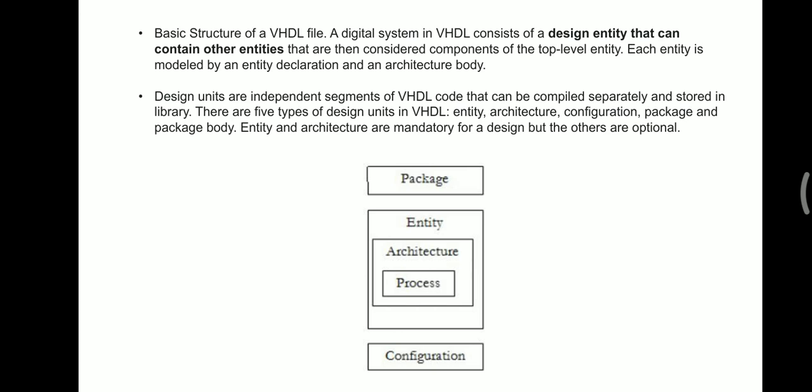Design units are independent segments of VHDL code that can be compiled separately and stored in a library. There are 5 different types of design units in VHDL: entity, architecture, configuration, package, and package body. Entity and architecture are mandatory for a design, but the others are optional.